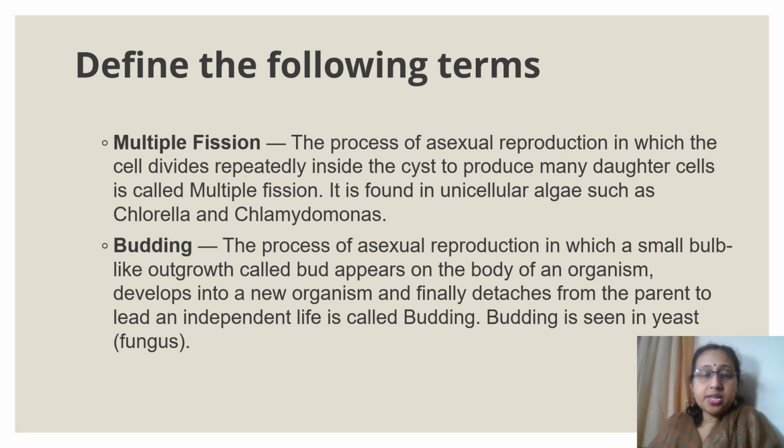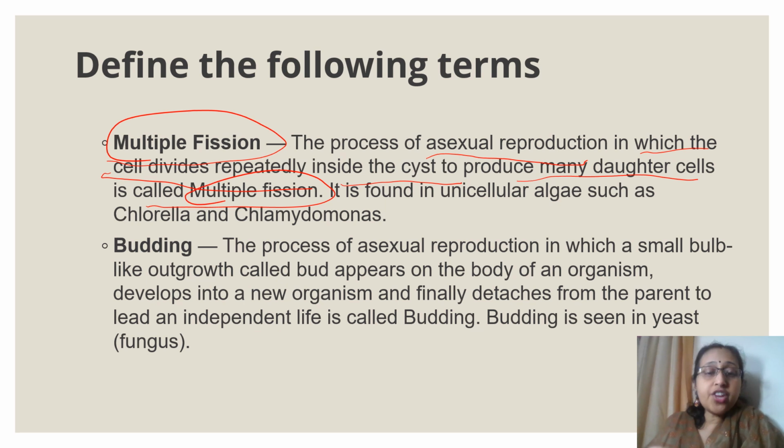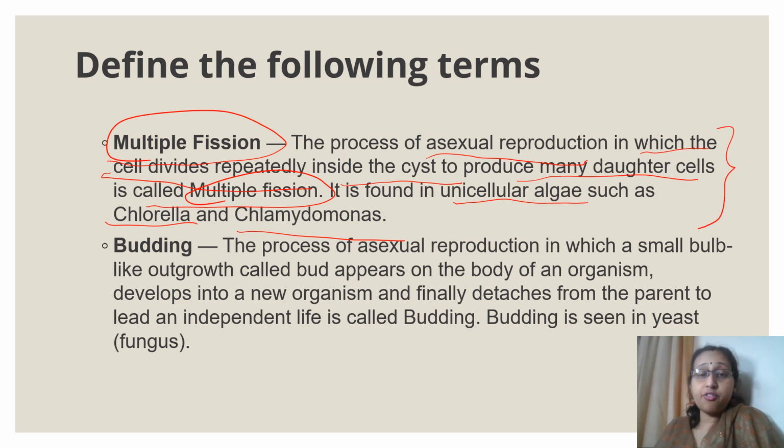So the first one is multiple fission. What is multiple fission? The process of asexual reproduction in which the cell divides repeatedly inside the cyst to produce many daughter cells is called multiple fission. It is found in unicellular algae such as Chlorella and Chlamydomonas. So this is the definition. You can make a note of this in your answer book and just learn it before your exam.